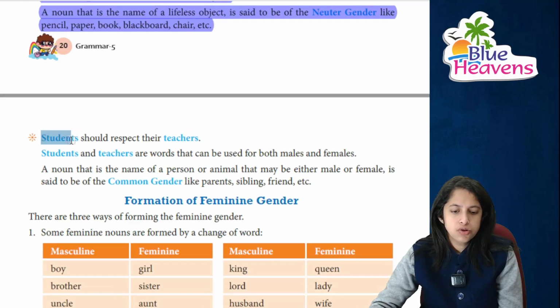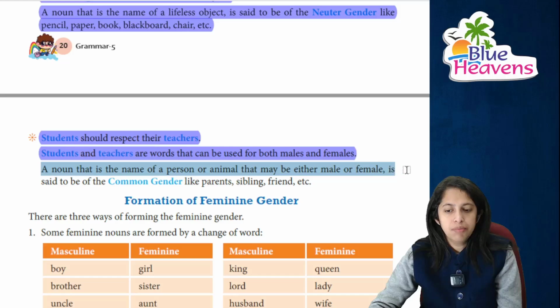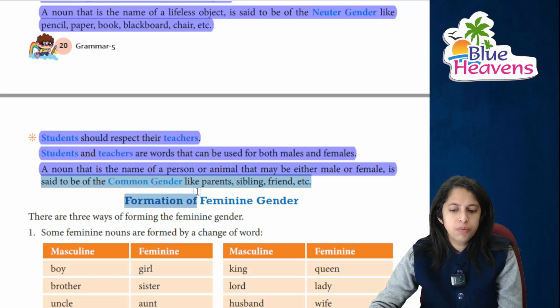Right? So students should respect their teachers की respect करें. Over here, students and teachers, they are words which can be used for both males as well as females. So a noun that is the name of a person, and of course an animal, that may be either a male or a female is said to be a common gender, like parent, sibling, friend, etc.